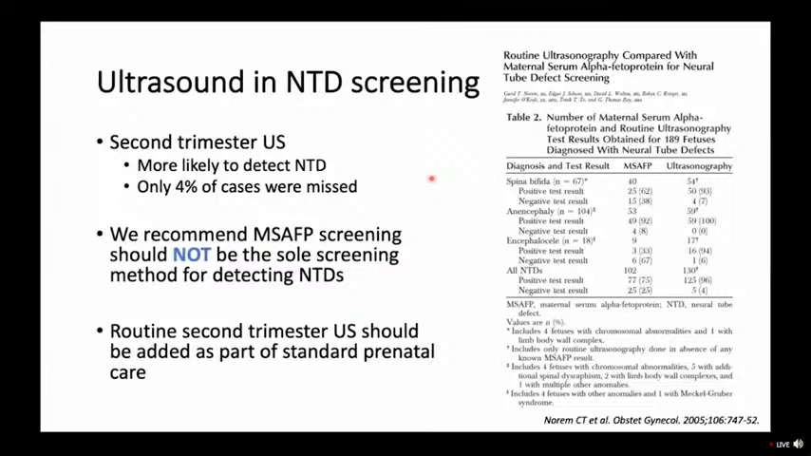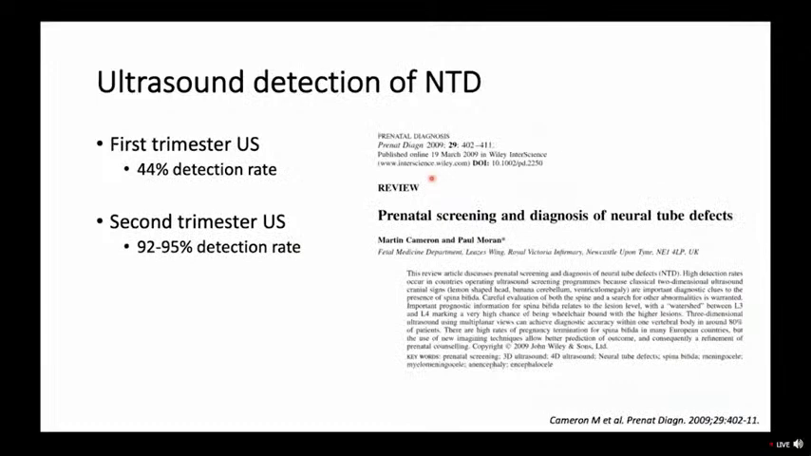Routine second trimester ultrasound, I know we do it everywhere in the United States, but it's a direly important way of detecting spina bifida. In the past, we didn't do this, and now that we do, we lowered the rate of missing spina bifida dramatically, because in the old days, we actually only used a blood test. We can see this abnormality often in the first trimester, especially if you're looking carefully with a vaginal ultrasound. But our detection rate is as high as 95% if you do a 22-week ultrasound. And this is evidenced by this article by Martin Cameron and Paul Moran.